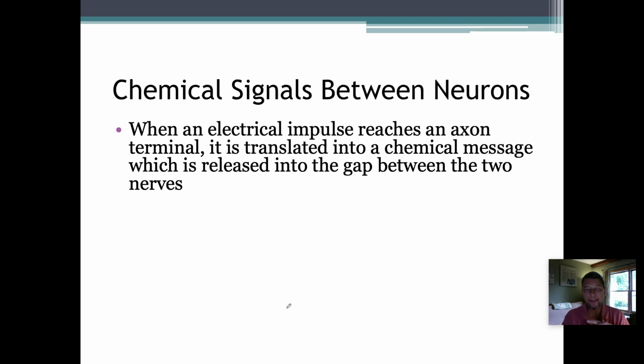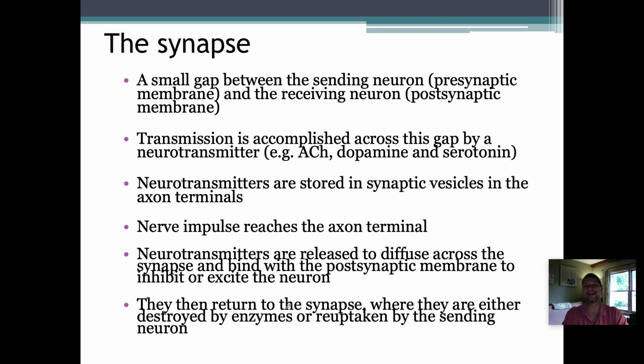Now, the gap itself is called a synapse, or sometimes called a synaptic gap. And it's defined as a small gap between the sending neuron, sometimes called the presynaptic membrane, and the receiving neuron, which is sometimes called the postsynaptic membrane. Pre for before, post for after. All right. And so you've got to get a message from the presynaptic neuron to the postsynaptic neuron. Okay. How do we do this?